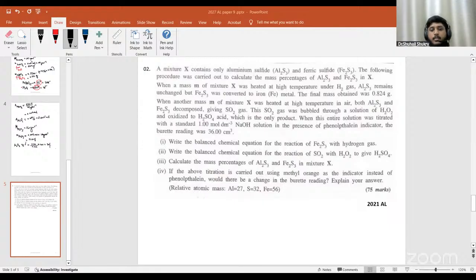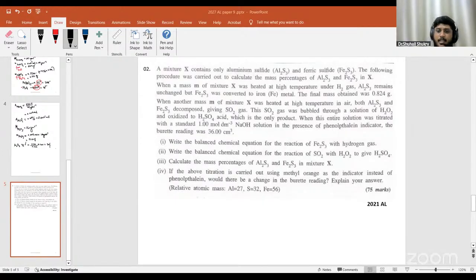So the third one: calculate the mass percentage of aluminium sulfide and ferric sulfide in the mixture. What you have to do now is write the balanced reaction for aluminium sulfide burning in air and ferric sulfide burning in air, because they have given heated at high temperature in air. Air means oxygen. So aluminium sulfide with oxygen, what might they give?